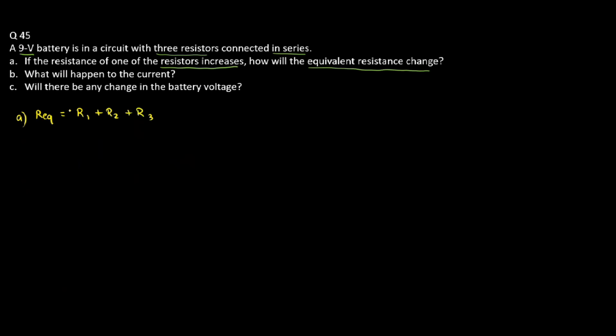So if any one of the resistances increases, equivalent resistance will also increase. And if one of the resistances decreases, equivalent resistance will also decrease. So here in part A of the question, they said that one of the resistances increases in value. So my equivalent resistance must also increase.